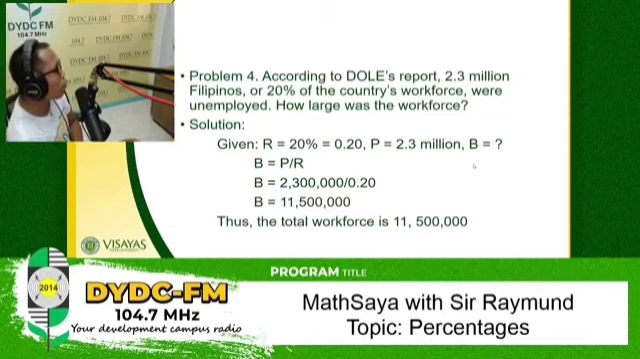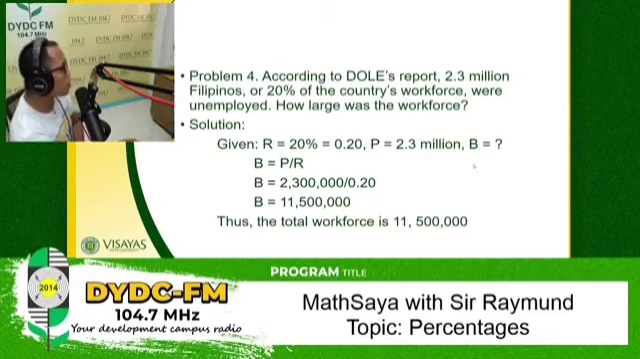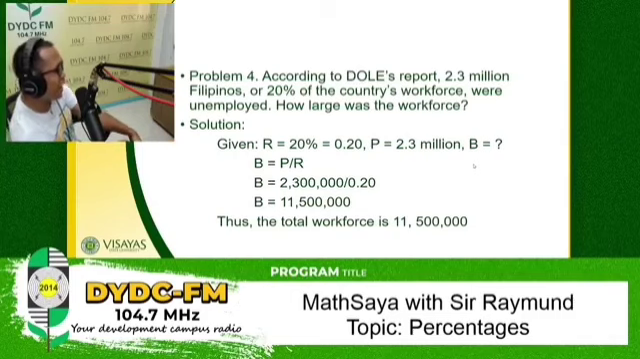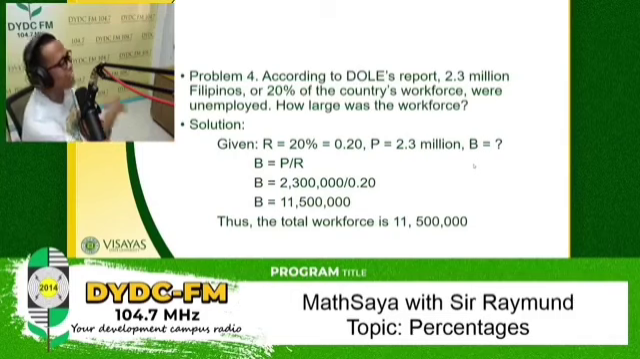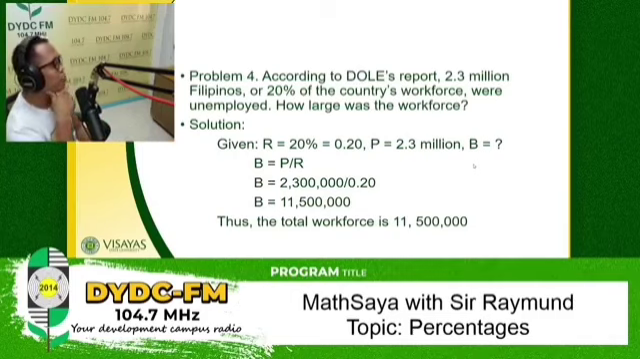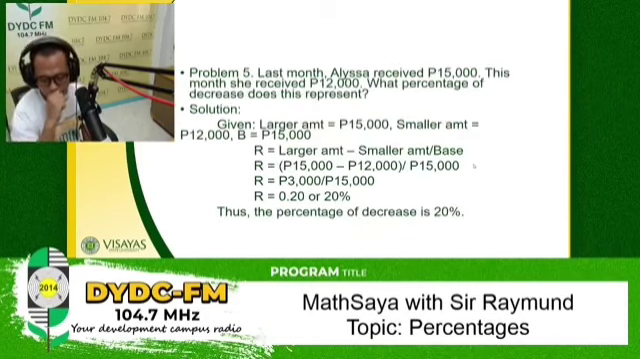So, ang 11.5 million is the total workforce. To get the employed workforce, so 11.5 minus 2.3. That's 8.2. Sakto ba? 8.2. Oo, 8.2. Or 9.2 rather. 9.2 million. Oo. Last problem.